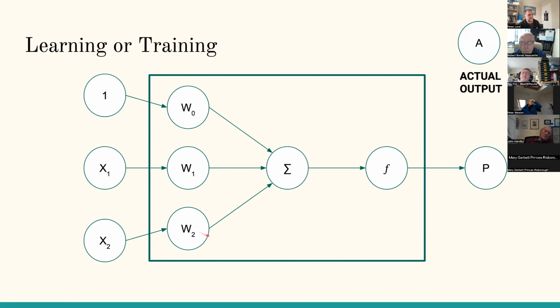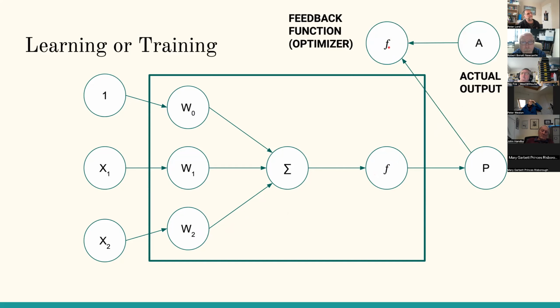The way we do this, we have this concept of an actual output, and we have a function here called a feedback function, which goes through and updates these weights. So these are only used when we're training a neural network. Let's have a look at how it works.